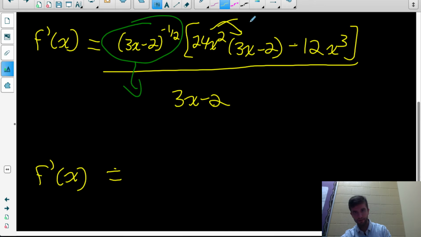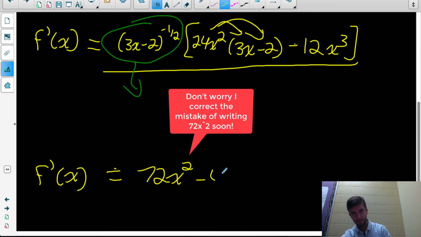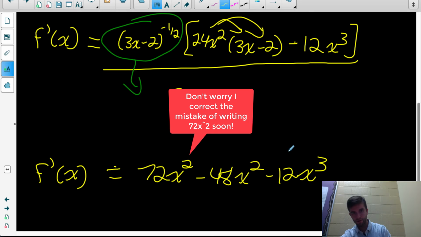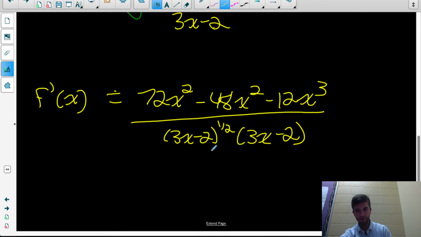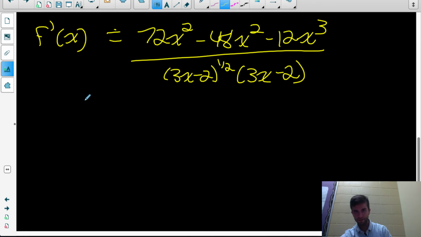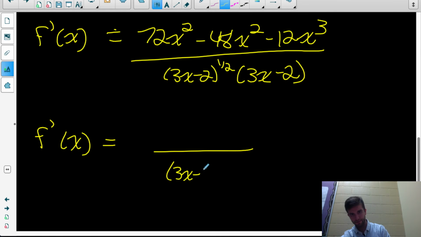So when I expand here, I've got 72x cubed minus 48x squared minus 12x cubed over 3x minus 2 now to the positive a half, and another factor of 3x minus 2 that was already there. So I can combine those powers in the denominator because they have the same base, so I can add their exponents. A half plus 1 is 1 1/2, or 3 over 2, written as a fraction. So the denominator is 3x minus 2 to the 3 over 2.